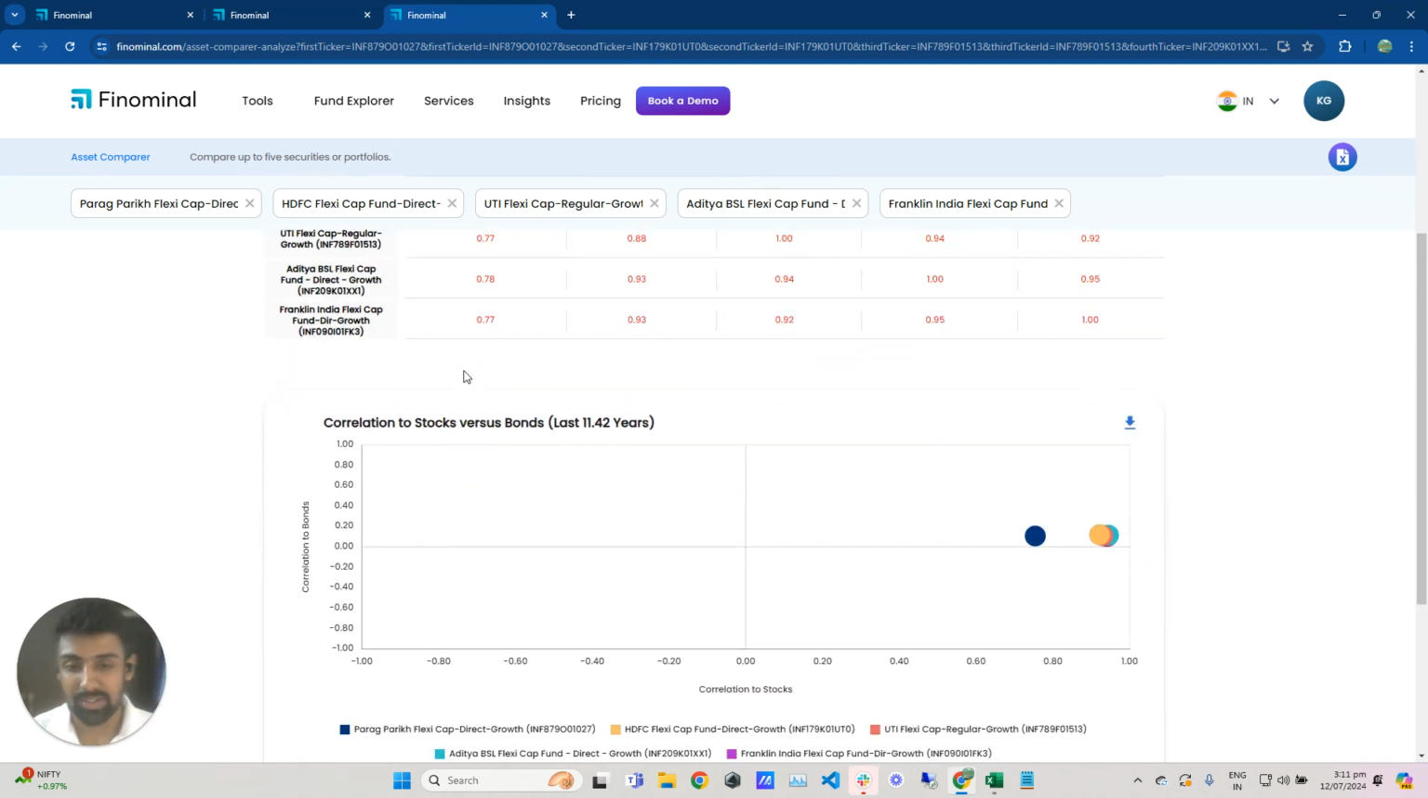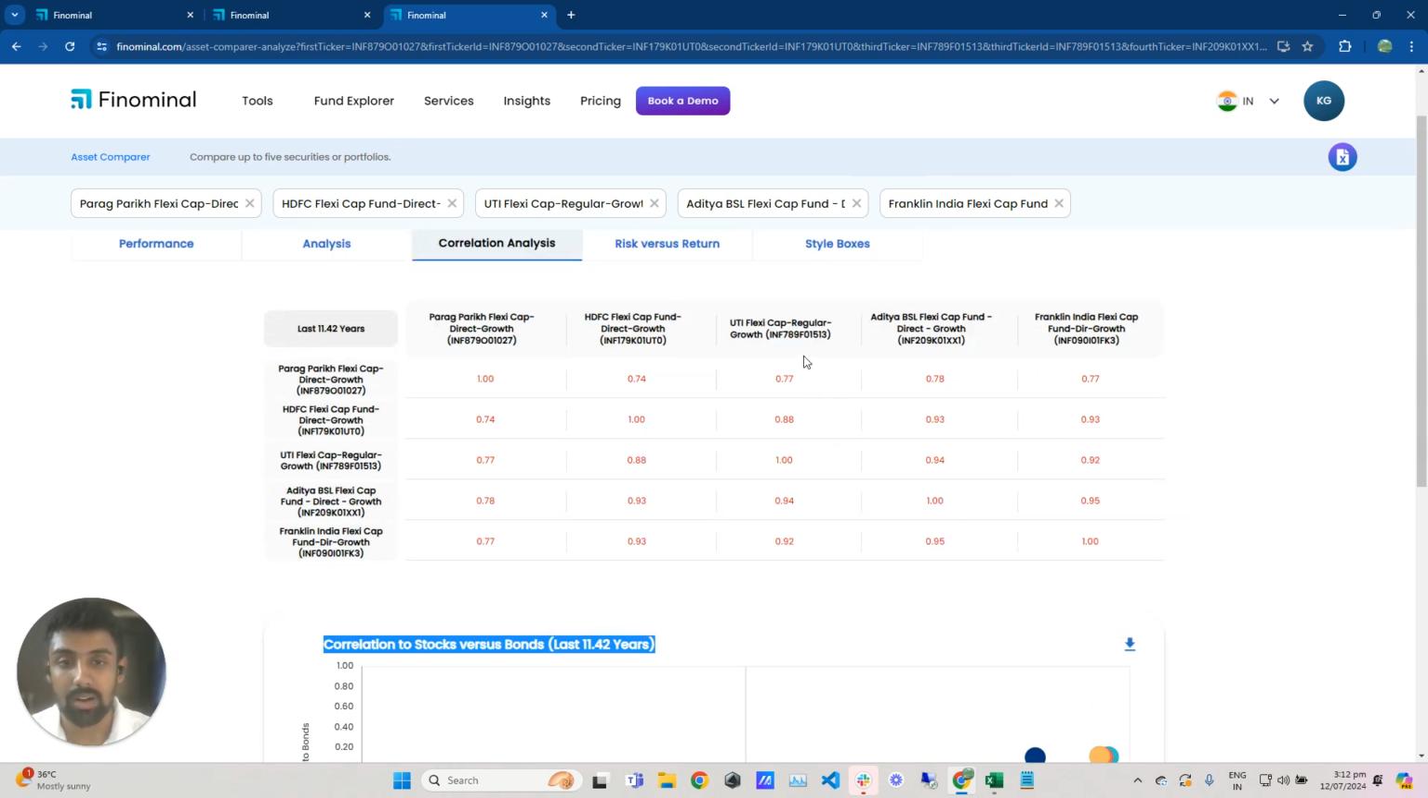This is another interesting chart to look at. Again, this also ties up to the discussion we're going to have on international exposure of Parag Parikh funds. So you can see Parag Parikh totally stands out here in terms of its correlation to stocks, right? It's not as correlated as the other funds here. It has a 0.75 correlation, but not as high as 0.9. All the other peers have 0.9 correlation.